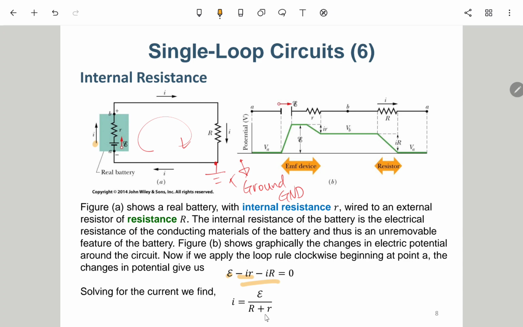So it means that for the real battery, this small r makes the current smaller, and actually part of the energy is consumed by this internal resistor.